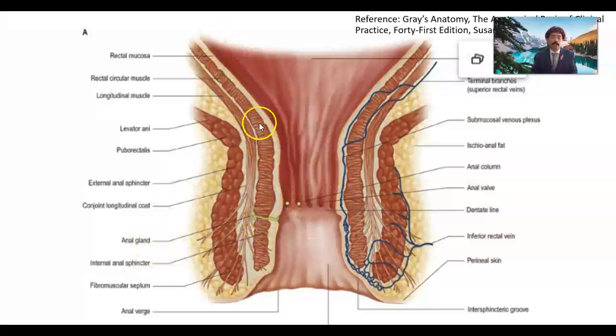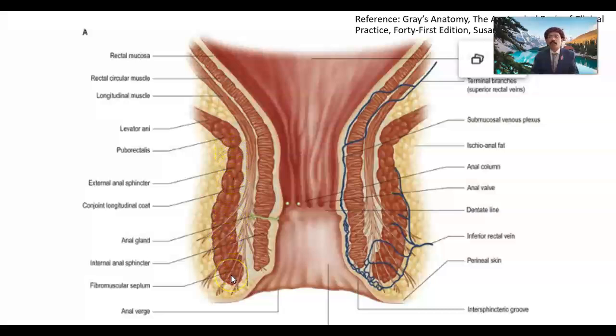This is the circular muscle layer of the rectum, which becomes the internal anal sphincter. This is smooth muscle, and the longitudinal muscles of the rectum become tendinous here and branch out. It forms the conjoint longitudinal coat of the anal canal. It is getting a little contribution from the puborectalis muscle also. And this is the external anal sphincter.